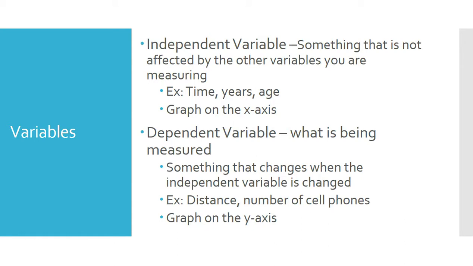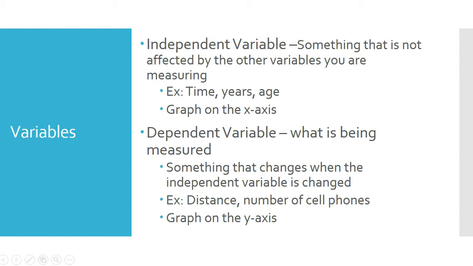You also want to make sure you recognize when you're looking at the data table, what is the independent variable? Something's not affected by the other variables that you're measuring. So that could be time, years, age. Those you're going to graph on the x-axis. And this makes the graph easier to read. You may run into graphs in the future where the independent is not on the x-axis, but we're going to always put that on the x-axis.